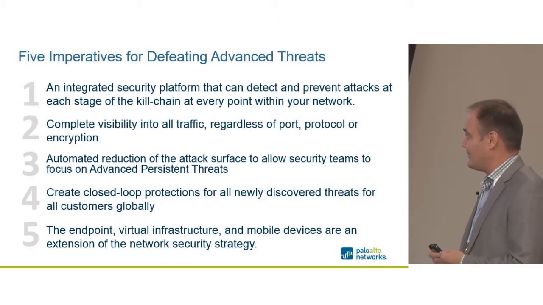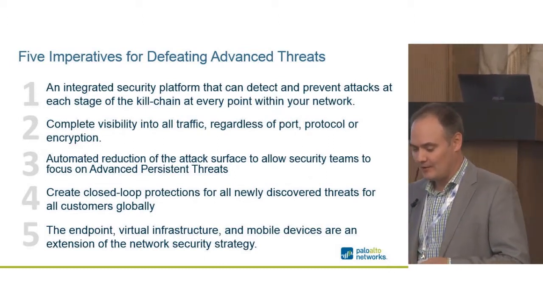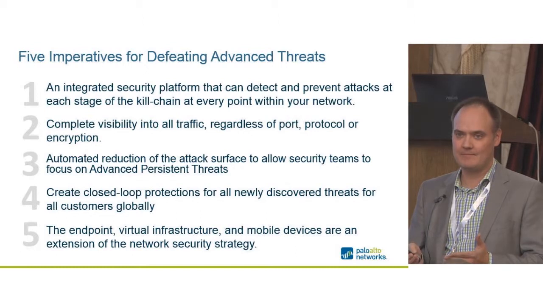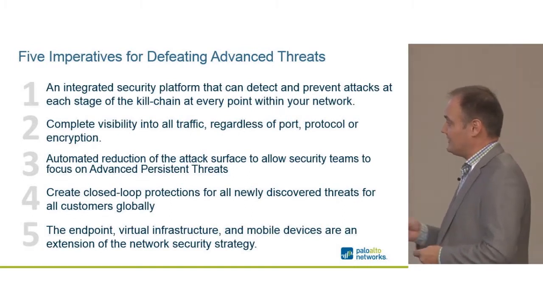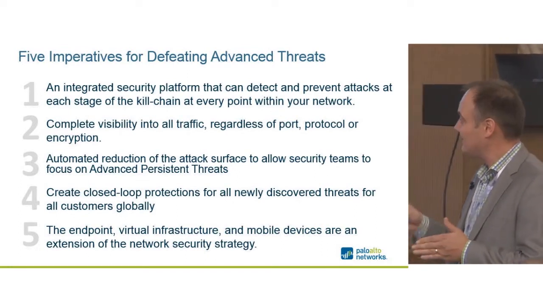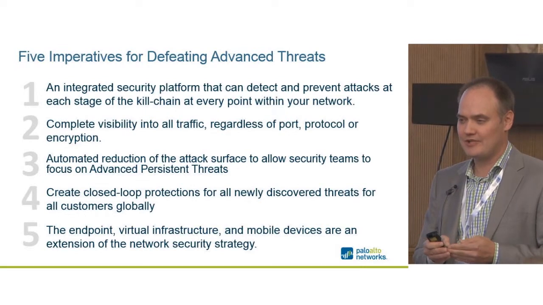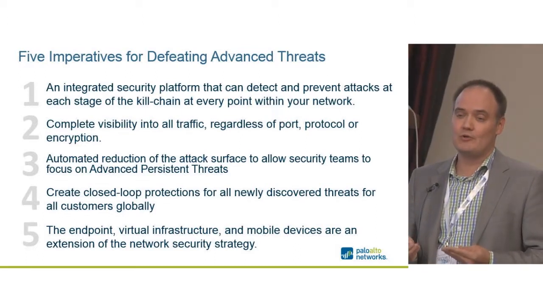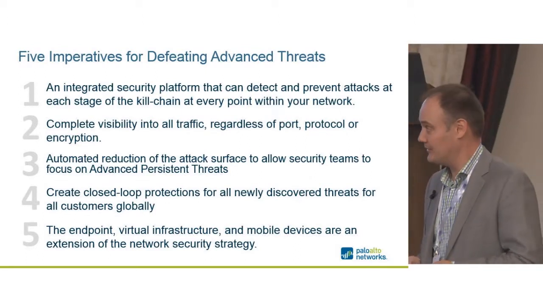Automated reduction of the attack surface to allow security teams to focus on advanced persistent threats. Let's look at this. Why is the next generation firewall there? We need to be able to run our business, to safely enable the applications supporting the business. That's the first thing. Then create closed-loop protections for all newly discovered threats for all customers globally. What this means is that from that unknown that we are now focusing on, when we make the unknown known, we need to share our intelligence globally in an automatic way in order to make a global learning machine, so that we know the attacker's tools and infrastructure as quickly as possible on a global level. And that's exactly what we are doing.